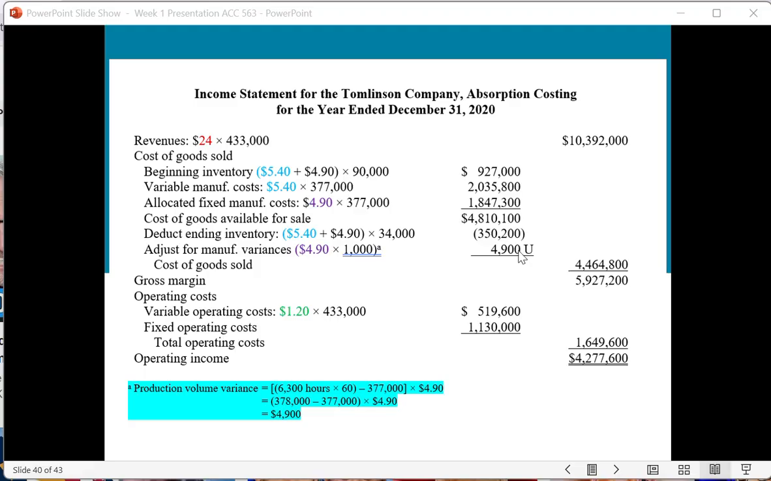Generally under applications. Very rare that you would over apply unless you used a practical capacity or a normal capacity and you went much higher. So it's always an under allocation of overhead, because we choose a lesser amount. But it does allow us to see this much more clearly. And obviously this is what's required by GAAP, but it does allow us to see more clearly the cost of our unused capacity. That's the one thing that absorption costing gives us.